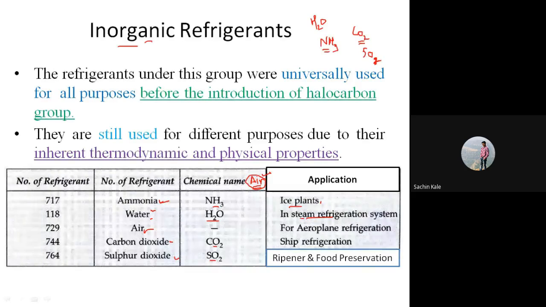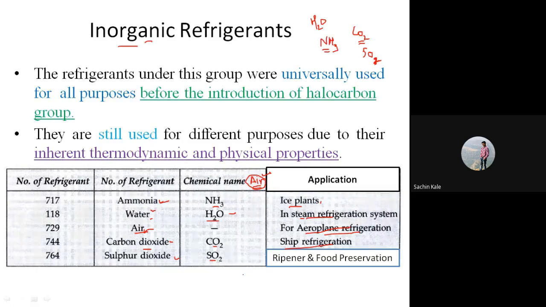When we deal with the practicals, you know that the first 4 practicals are related to the assignment. There you will come across the concept of the steam refrigeration system, where we are using water as a refrigerant. Air as a refrigerant is used in the air refrigeration system for aircraft refrigeration; that means in an aeroplane refrigeration system we are using air as a refrigerant. Carbon dioxide is used in ship refrigeration, that means during transportation of any perishable food or product from one country to another via sea.